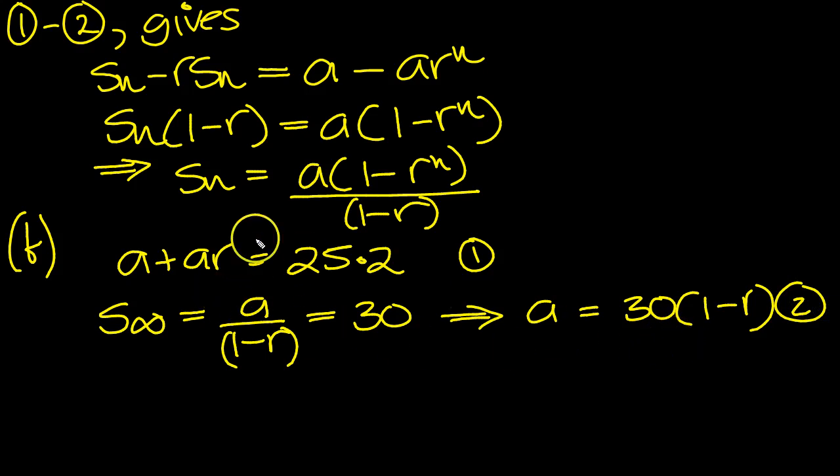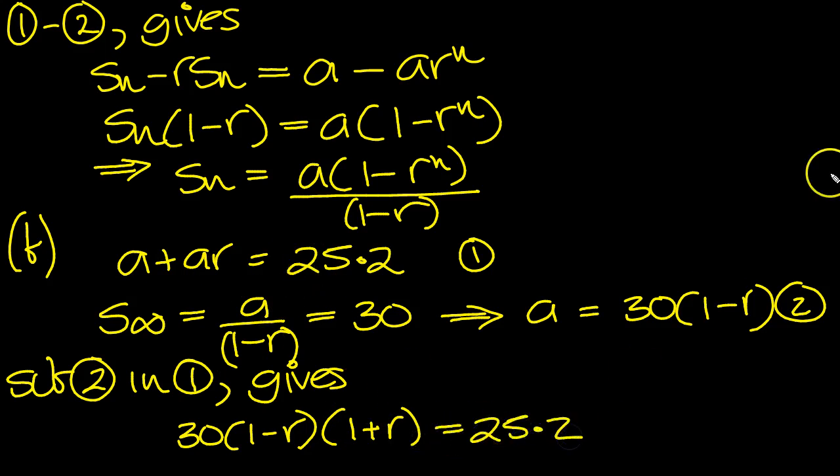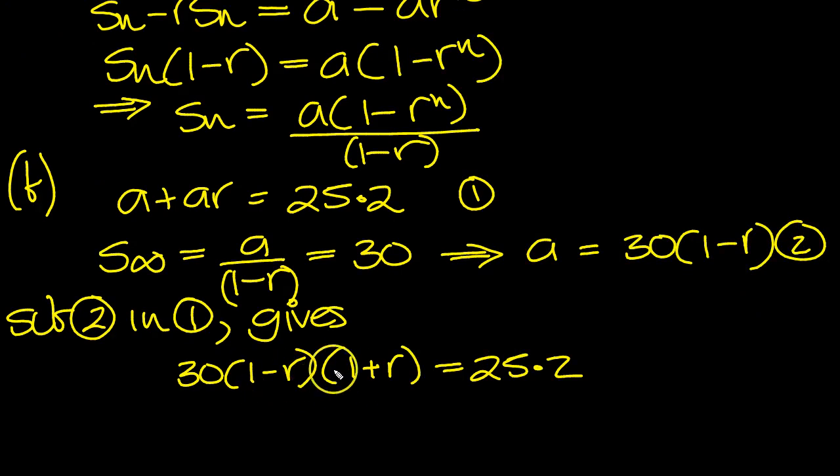And we know that r is positive. So let's substitute 2 in 1 then for a and get an equation in r. So sub 2 in 1 gives. So a will be, a is common, so we can write a times 1 plus r, can't we? So that's a, 30 times 1 minus r, then a bracket, and this will be, in our mind's eye, a times 1 plus r. And that will equal 25.2. So straight away then, we can see that this bracket here will be 1 minus r squared.